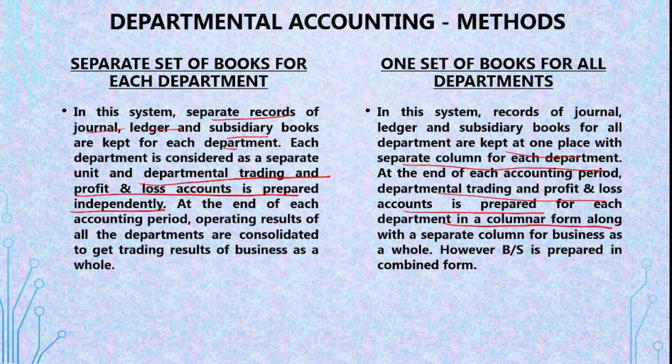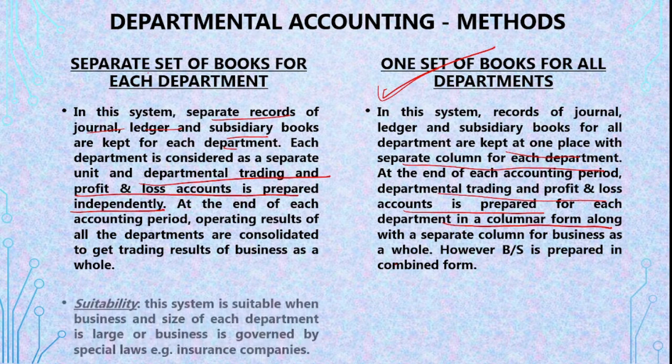So we can either have a columnar trading and P&L account, or we can have separate set of books for each department. Now out of the two, mostly businesses follow one set of books because the other is very cumbersome. Okay, then balance sheet is prepared in combined form.